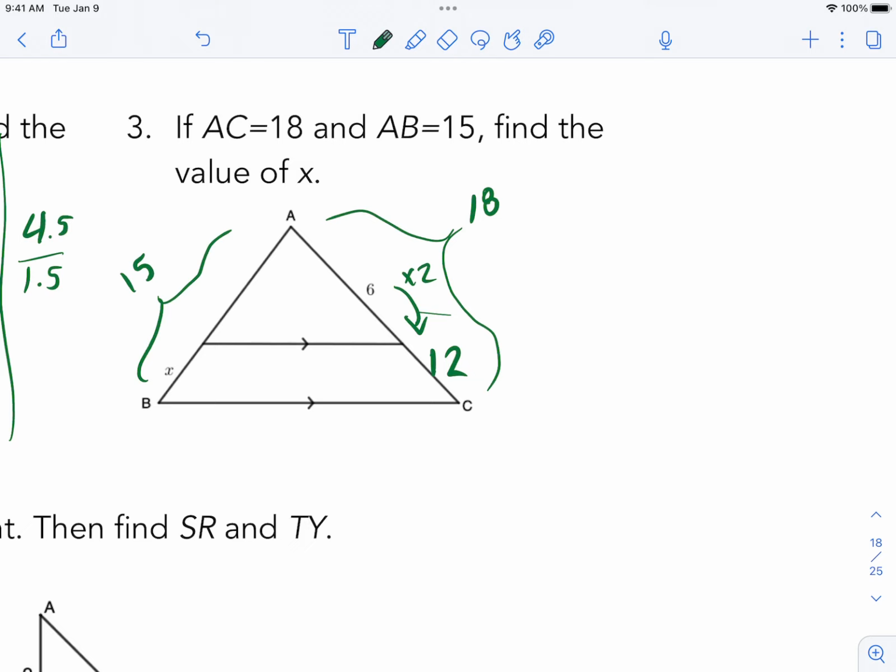Sorry, I was just thinking about something. So 6 times 2 is 12. And so what is x going to be? So if I can figure out what this side length is going to be. So I'm just trying to rethink how I did this and what would be the best way to explain it.